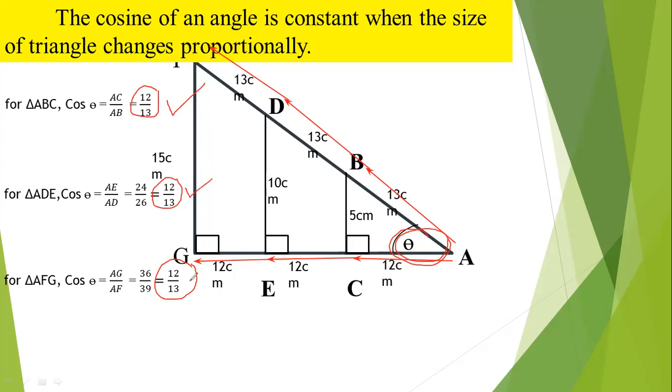As you can see, 12/13, 12/13, 12/13. The cosine of the angle does not change, even if our triangle gets bigger, as long as it grows proportionally, at the same rate. So 13, 26, 39, you add another 13. So cosine does not change if the triangle changes proportionally.